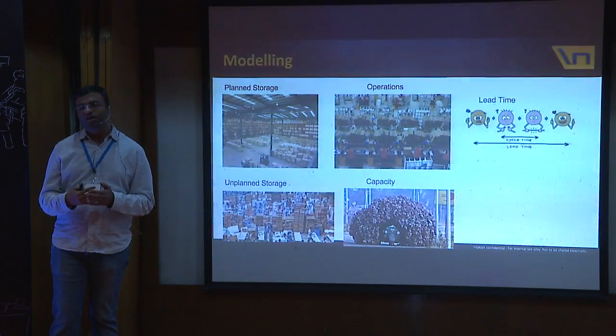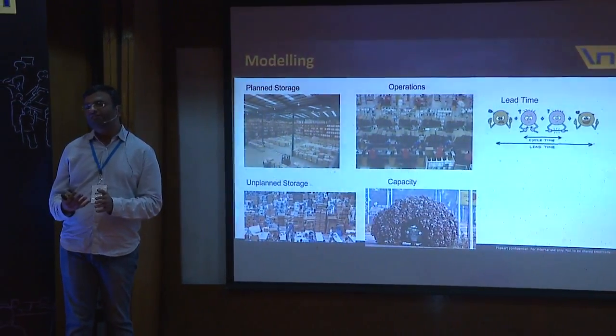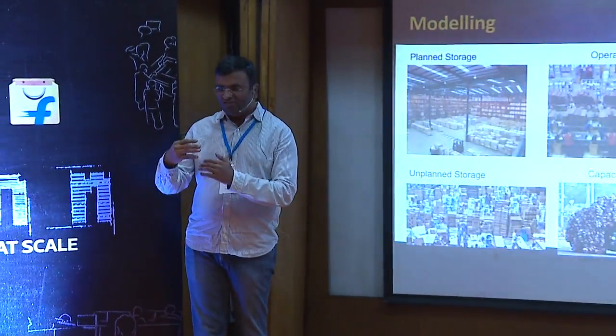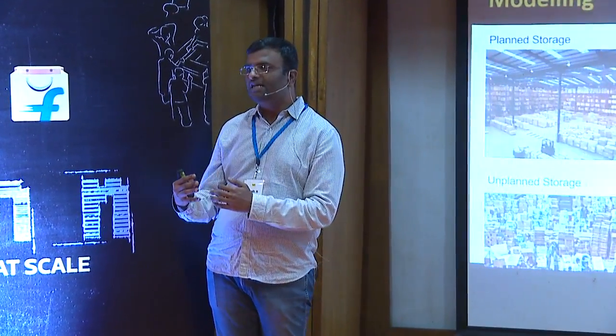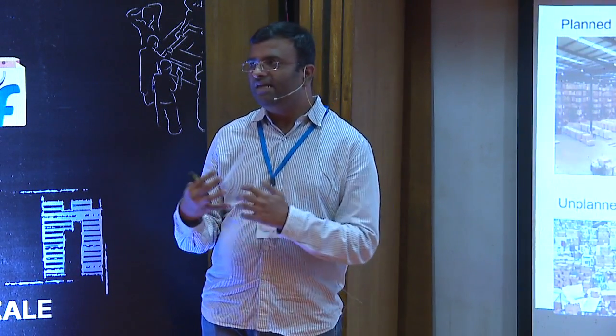Another thing that affects your lead time is the queuing. Assume there are 30 people waiting for the coffee at once. So for the first 10 people, the lead time is 10 minutes. But for the next 10 people, the lead time is 20 minutes because 10 minutes they have waited in the queue and 10 minutes is the processing time.